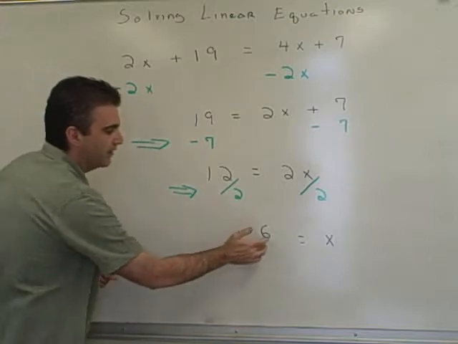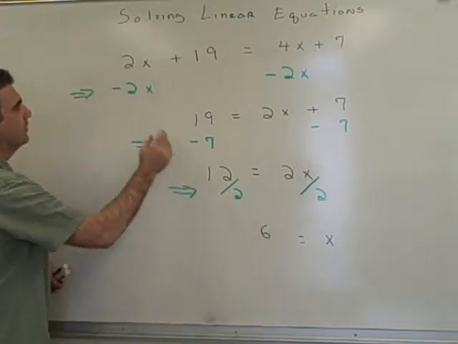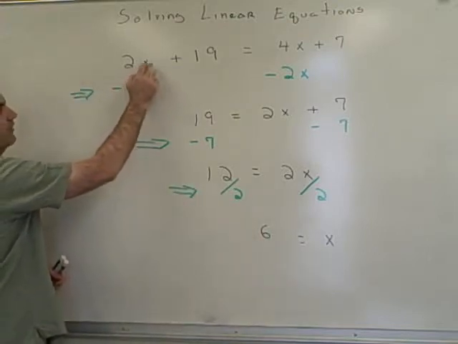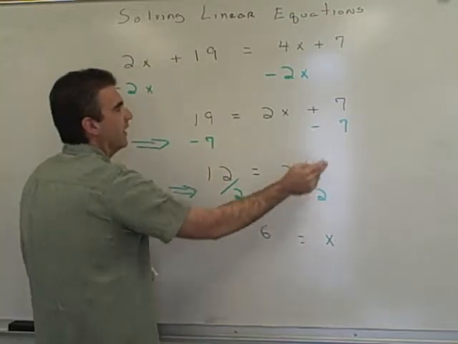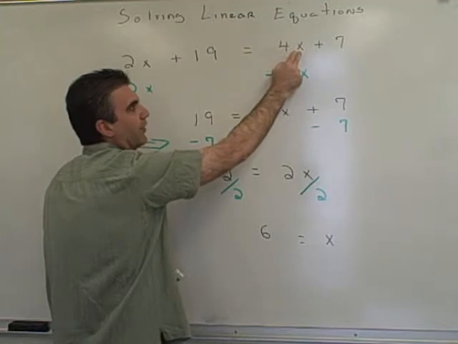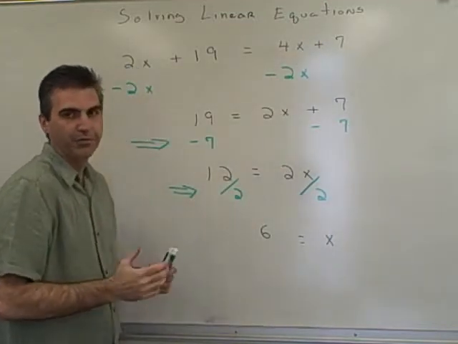Last, we'll quickly check that 6 actually does balance this equation. 2 times 6 is 12. 12 and 19 is 31. On this side, 4 times 6 is 24. 24 and 7 is also 31.